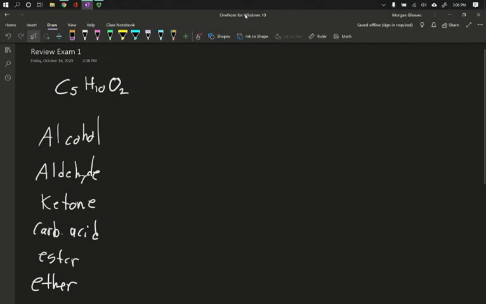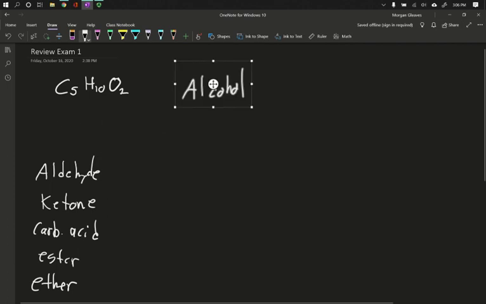Howdy, folks. So for this review, we're going to take an approach at learning and recognizing each functional group and coming up with molecules based on its formula. So to start, we're going to take an alcohol and this formula, C5H10O2. So go ahead and pause.